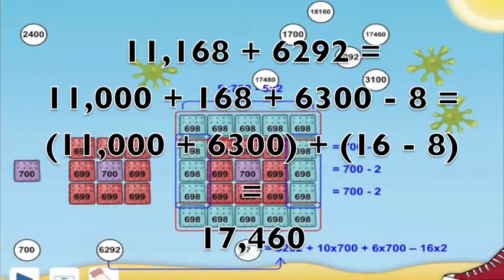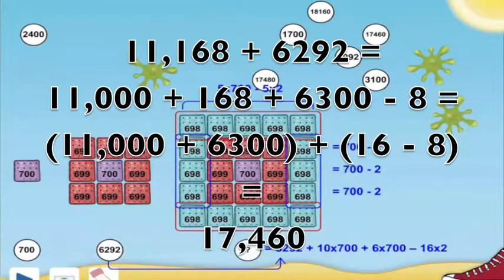Now we're going to expand out the 11,168 into 11,000 plus 168, and we're going to take 6,292, round it to 6,300, and make sure that we subtract an 8 away to get back to the original number. We can then shuffle some of our terms around, and we'll combine the 11,000 plus the 6,300 as you see in parentheses, and then we'll have the 168 minus 8 in parentheses. 11,000 plus 6,300 is an easy operation, that's 17,300. And then 168 minus 8 is 160. We add that to the 17,300 and we obtain 17,460.